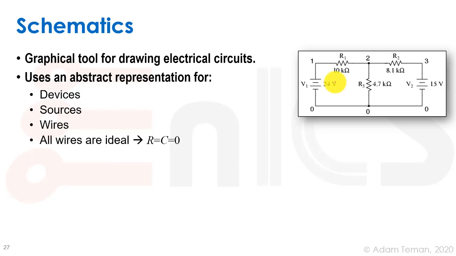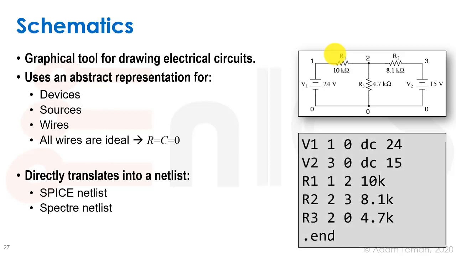Okay, it gives us an abstract representation for devices such as resistors or MOSFETs or whatever, sources like these voltage sources, wires such as these wires that are connecting them, and in general at this stage all of these wires are ideal. That means they don't have any resistivity, capacitance, or inductance. Okay, this is really easy to translate into a netlist. I guess it's not that easy. The tools are pretty complex, but we can look at this and straightforwardly translate it into a netlist, such as a SPICE netlist or a Spectre netlist.